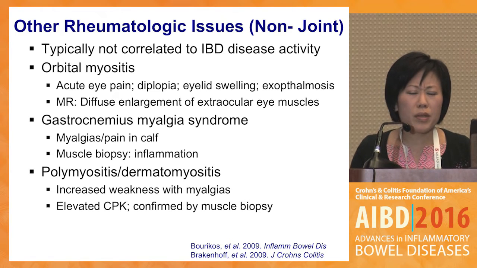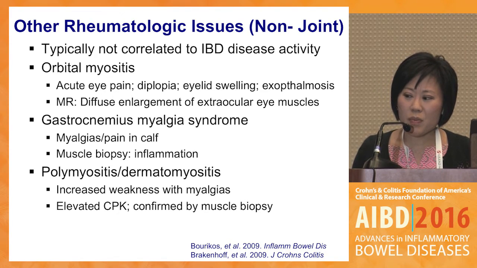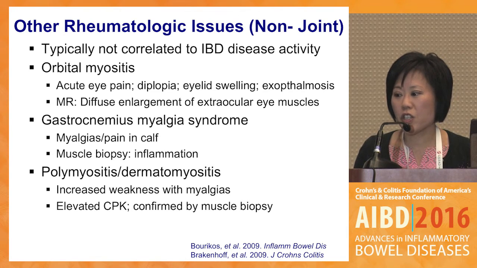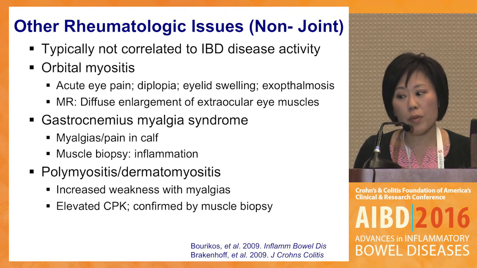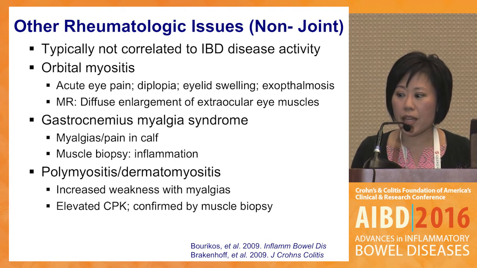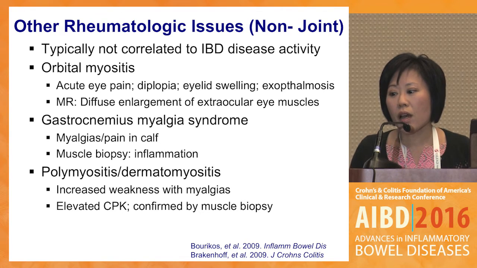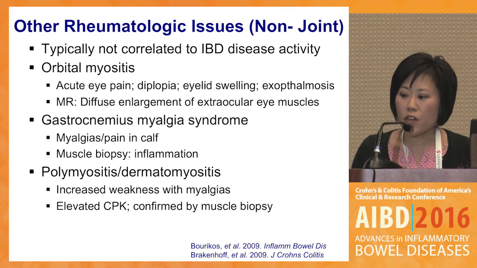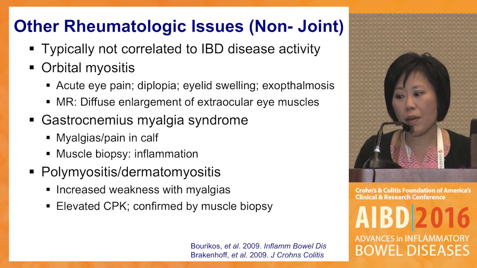So what are other rheumatologic issues? I always think of joints, but there are non-joint related issues, and I bring this up because certainly you will be involving your rheumatology colleagues should this be an issue. So some things to remember, some of the issues that I'm going to bring up, they're typically not correlated to IBD disease activity. So one is orbital myositis, where you get acute eye pain, diplopia, eyelid swelling, and on MR what you find is a diffuse enlargement of the extraocular eye muscles.